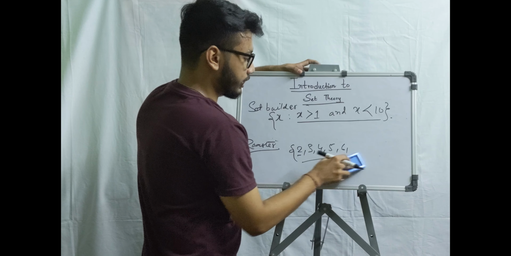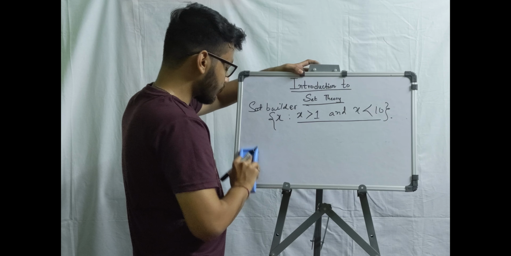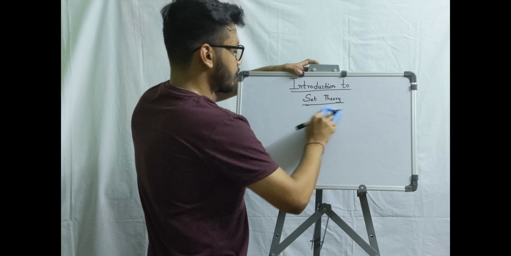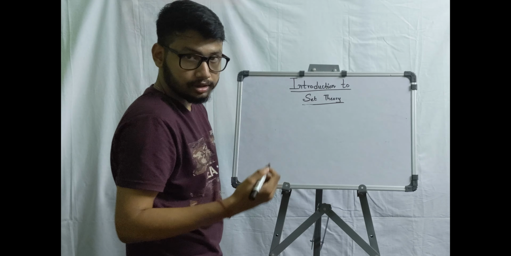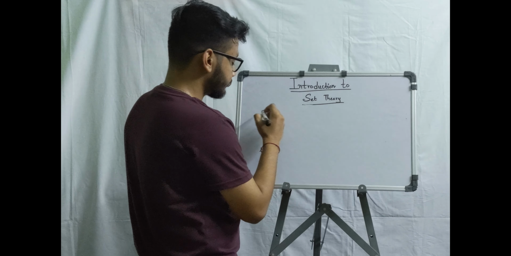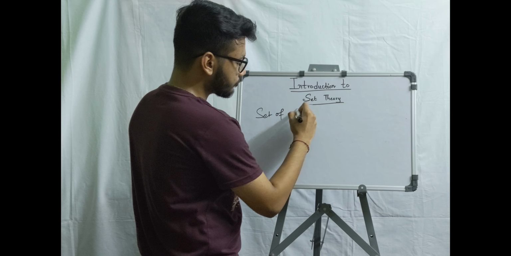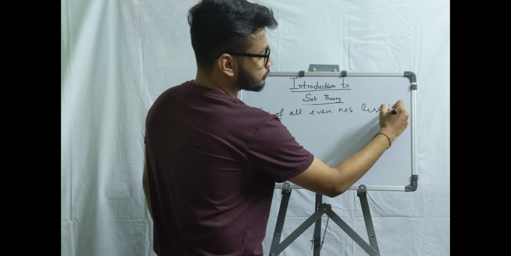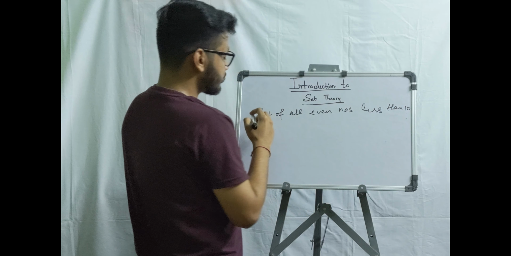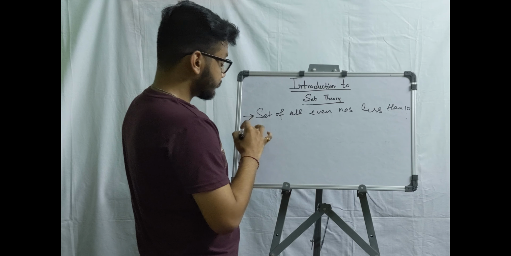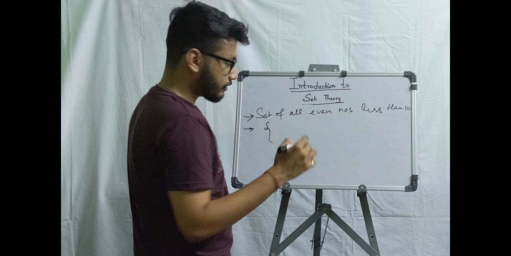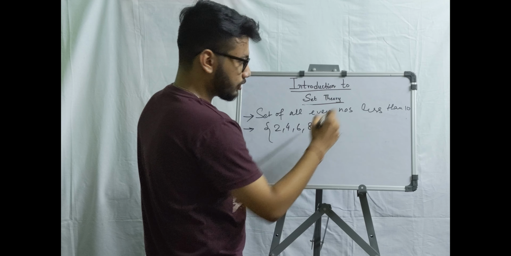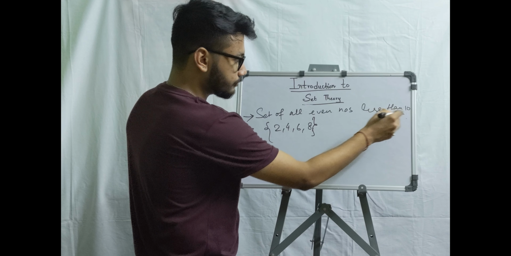Now let me give you one more example. Say the statement form is given in this way: set of all even numbers which is less than 10. So this is the statement form. How do I write it in the roster form? We know what the even numbers are. It is 2, 4, 6, 8, right? And we should not include 10 because it's less than 10.